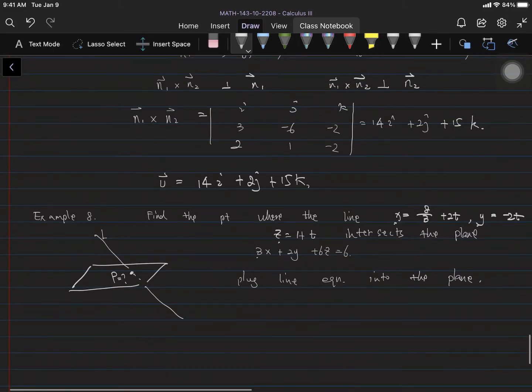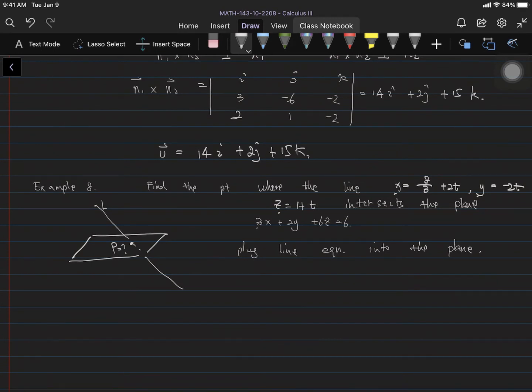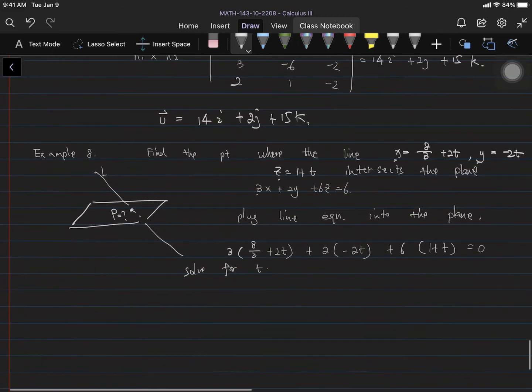Because the point satisfies both equations actually. So we just plug in the point: 3 times x, which is this one, and 2, and y is -2t, plus 6z, where z is 1 plus t. Here we get an equation with just one unknown t. So we want to solve for t. That means for what t the line intersects the plane.